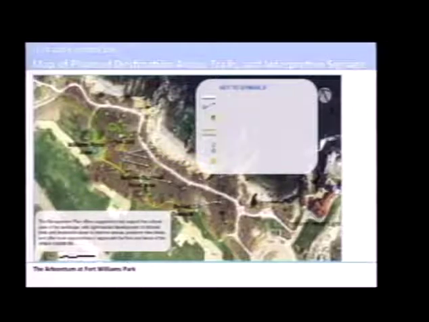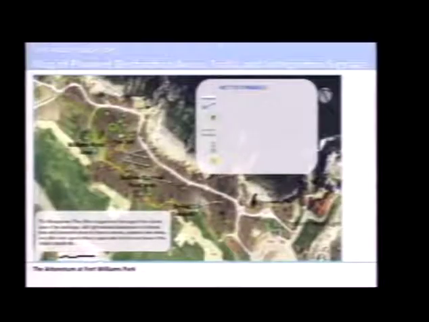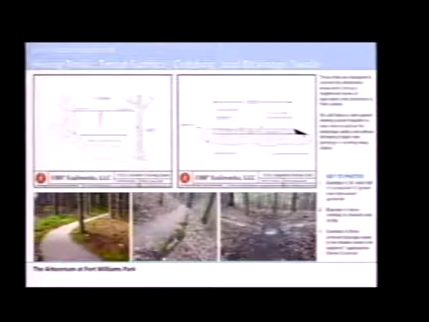We will also install plant labels to identify native plants along the trails and in destination areas. And there are several slides here that I won't spend a lot of time on, but they show the construction techniques for the hiking trail, which is basically stone dust over geotextile to suppress weeds.